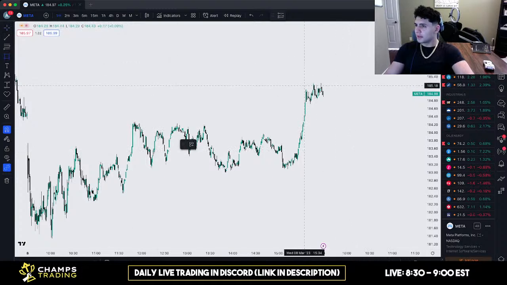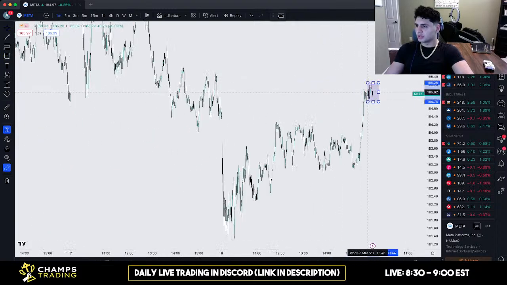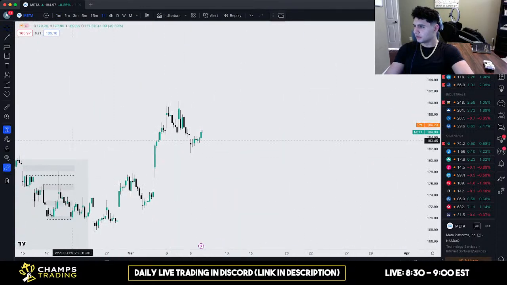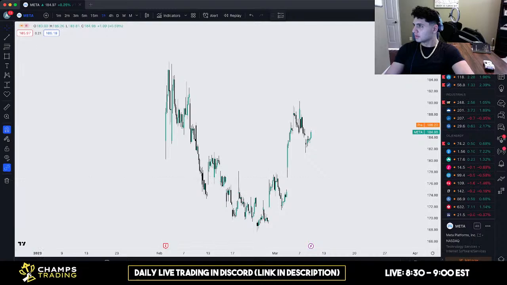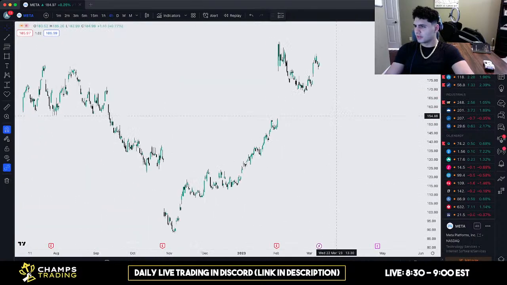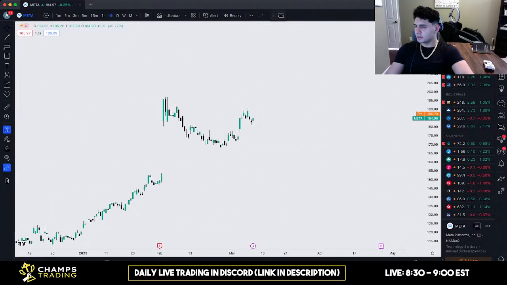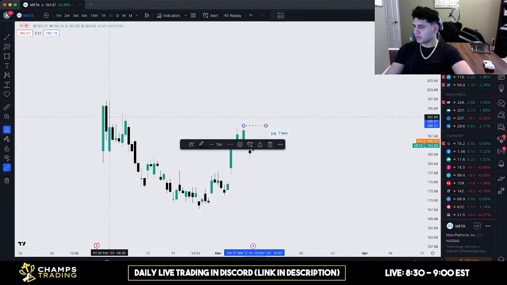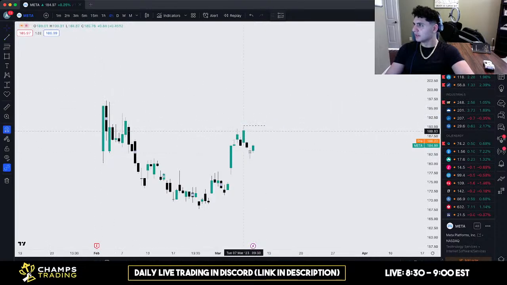So we have Meta here just gapping up every single day. We came out of that little consolidation zone here. That's 1 minute. Let me go on the higher time frame. So yeah, Meta's just bouncing here right now. What we're seeing is we're between two large pivot points, right? So that high of 190.31 and these lows down here.